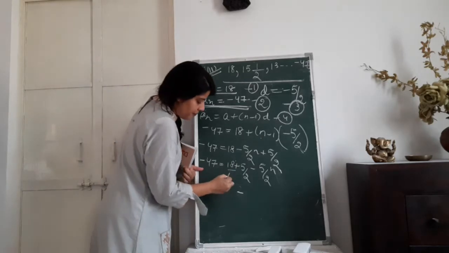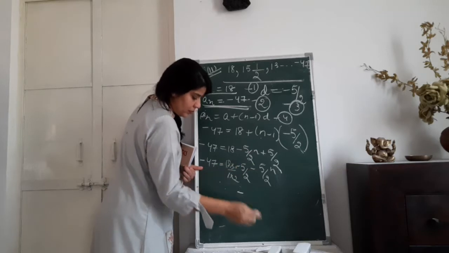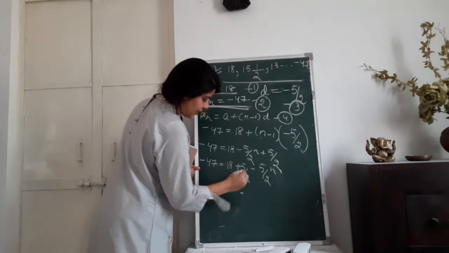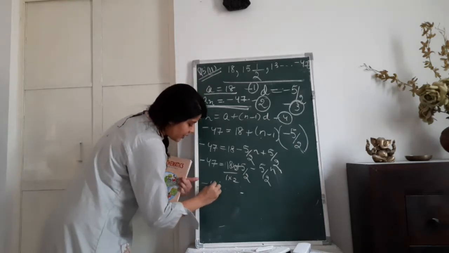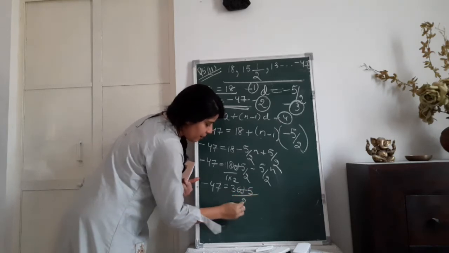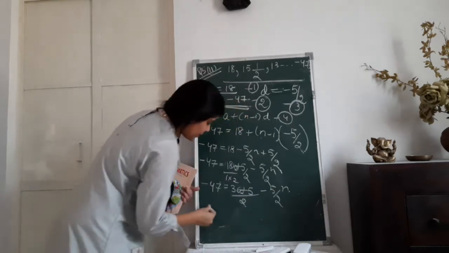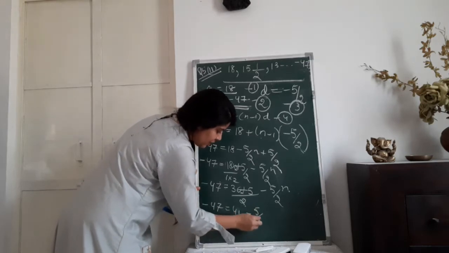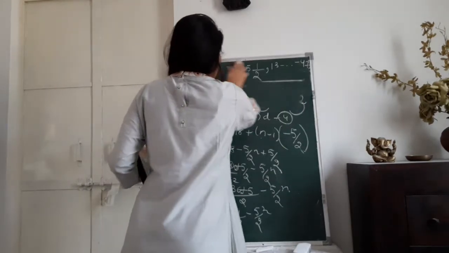Let's make the denominator the same. 18 into 2. 18 plus 5 by 2, this will be multiplied by 2 and this will also be multiplied by 2. Then what will I have? Minus 47 equals 36 plus 5 upon 2 minus 5 by 2 n, and 36 plus 5 by 2 is 41 by 2. So minus 47 equals 41 by 2 minus 5 by 2 n. Let's solve this equation.